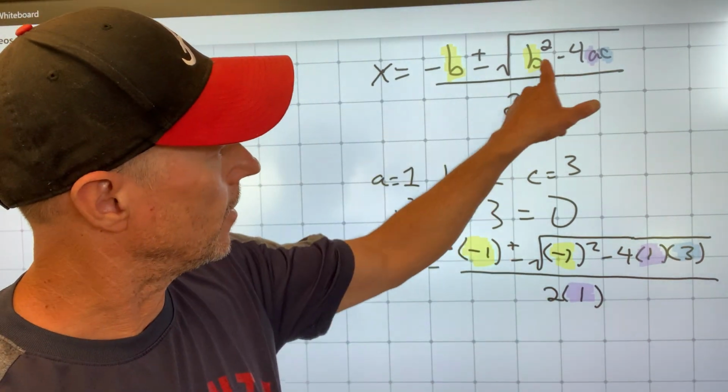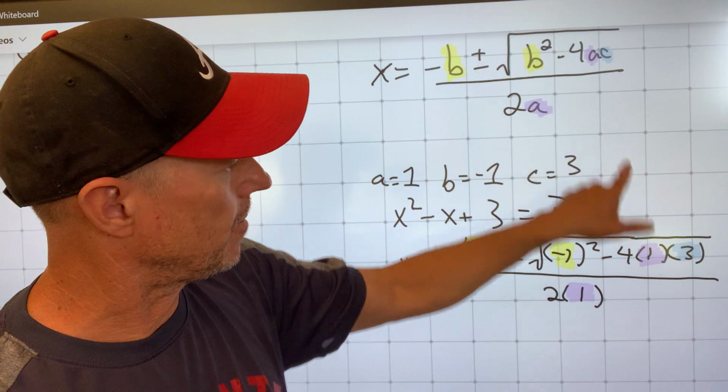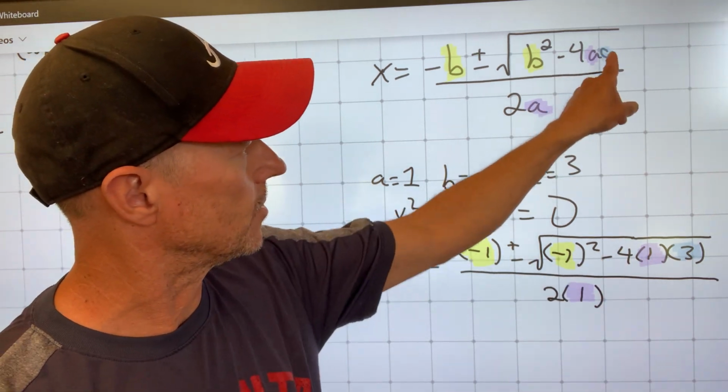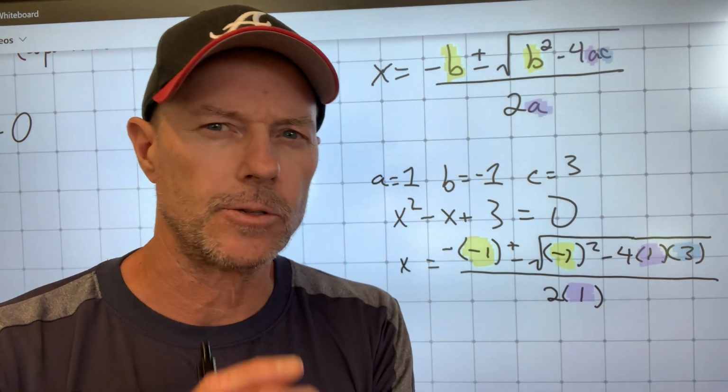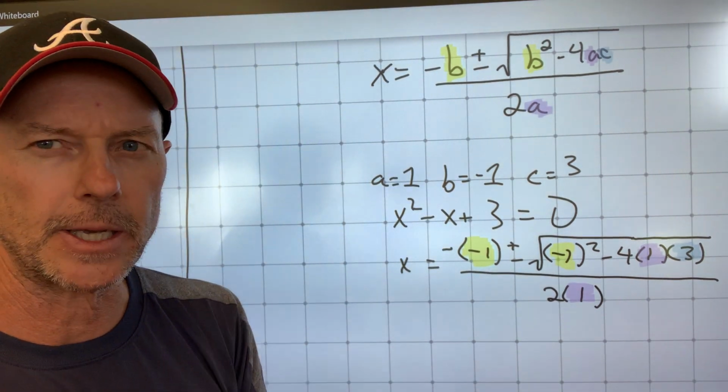So where there was a b, I put b. Where there was an a, I put our a value, which was 1. And where there was a c, I put our c value, which was 3. And everywhere I substitute, I carefully use parentheses just to make sure I don't make any sign errors.